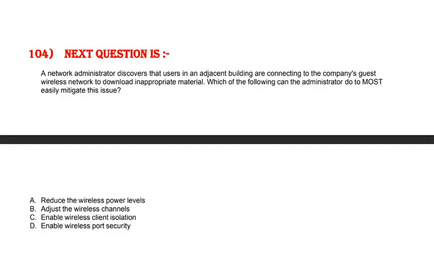Question is, a network administrator discovers that users in an adjacent building are connecting to the company's guest wireless network to download inappropriate material. Which of the following can the administrator do to most easily mitigate this issue? Option A, reduce the wireless power levels. Option B, adjust the wireless channels. Option C, enable wireless client isolation. Option D, enable wireless port security. Correct answer is option A.